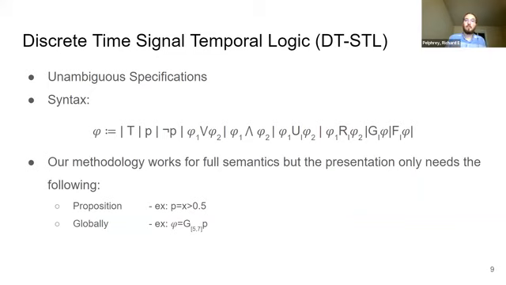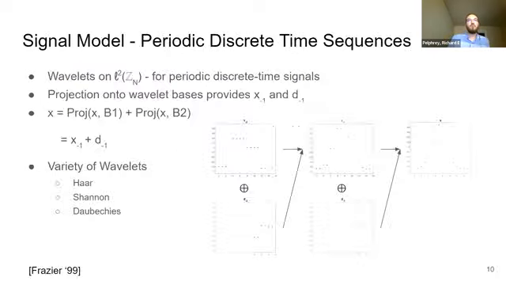Discrete-time signal temporal logic provides these unambiguous formal specifications needed for runtime verification. I've written out the full syntax here, but for this presentation, we only need to worry about the proposition, which is the most basic element of a formula and the most basic statement you can make about a signal, something like x is greater than 0.5. We also need the globally operator, which applies the proposition to an interval, in this case, 5 to 7, and requires that over each time in the interval, the proposition holds true.